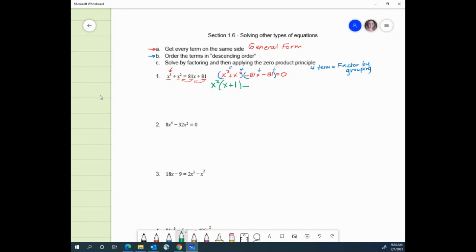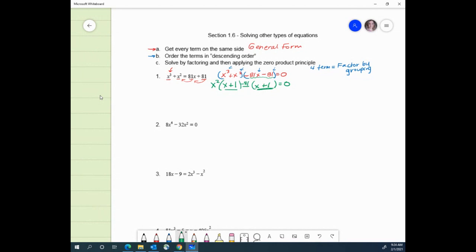Now I'm also going to factor out of this second group of parentheses. And my goal is so that this group of parentheses and this group of parentheses are exactly the same. And so what do I need to take out here so that this group is exactly the same, so that I have an x plus 1 here? Well, if I take out a negative 81, I'm going to be left with x plus 1 here.